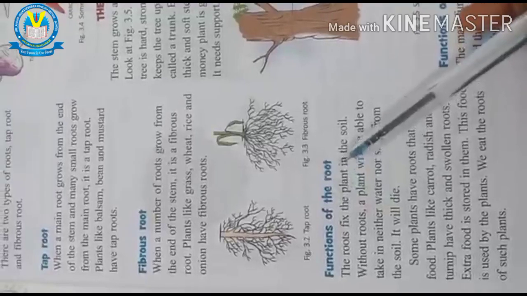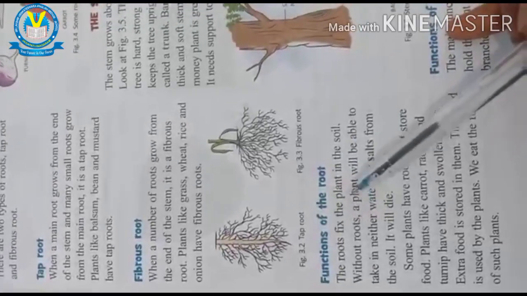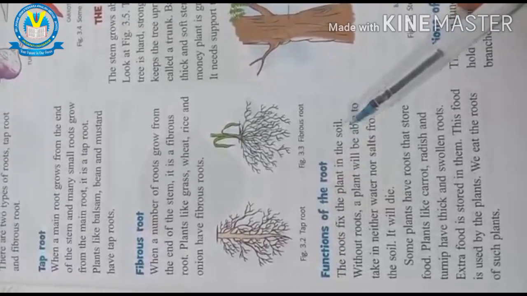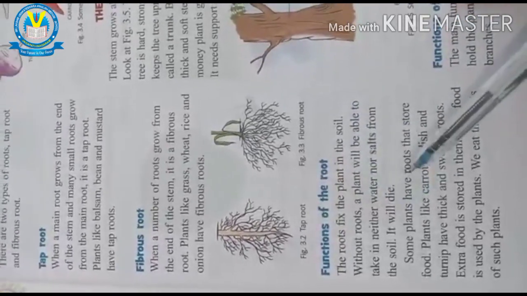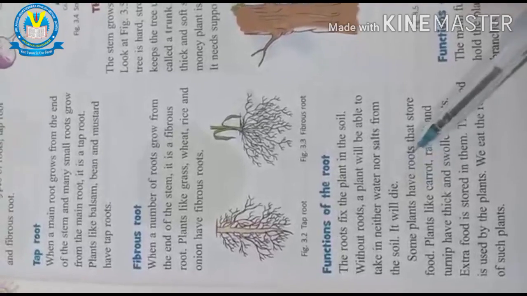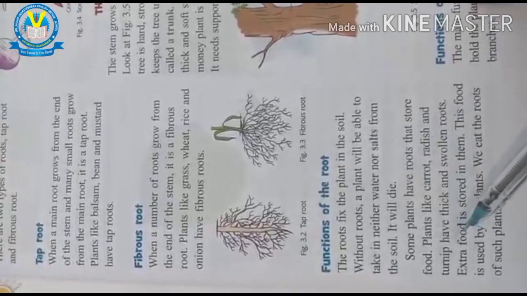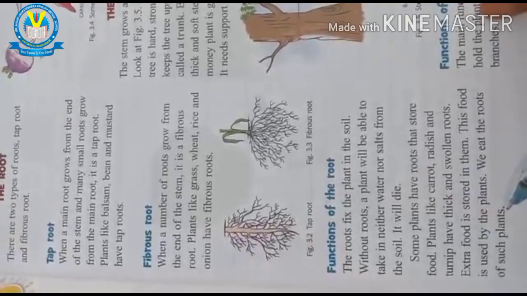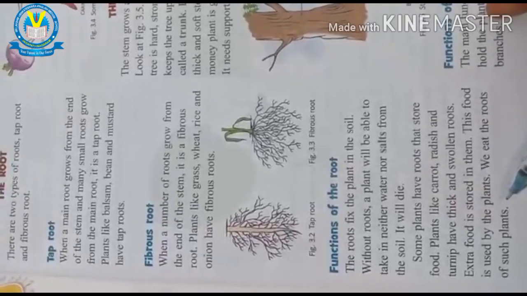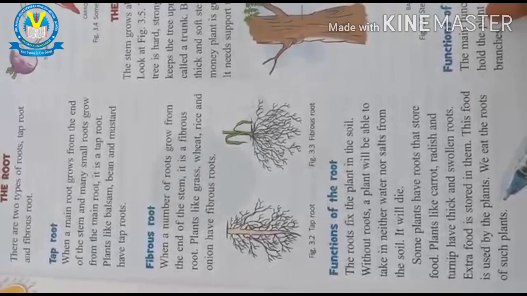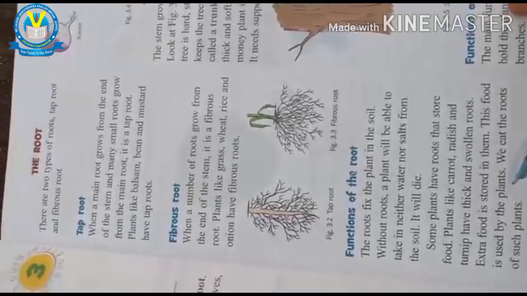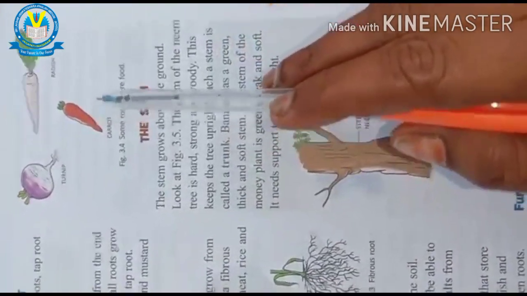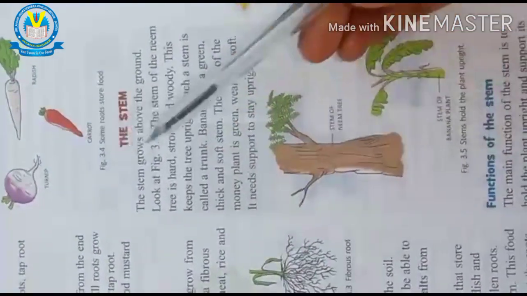So in these functions of the root, mainly it is fixing the plant in the soil. Okay na, it is taking different salts. If they don't have this, it will die. Carrot, radish and turnip are the examples of this. They are storing their food and this food is used by the plants. So we are eating that plant. Okay, so here see, we can see in the picture turnip, radish, carrot. So all these we are eating.